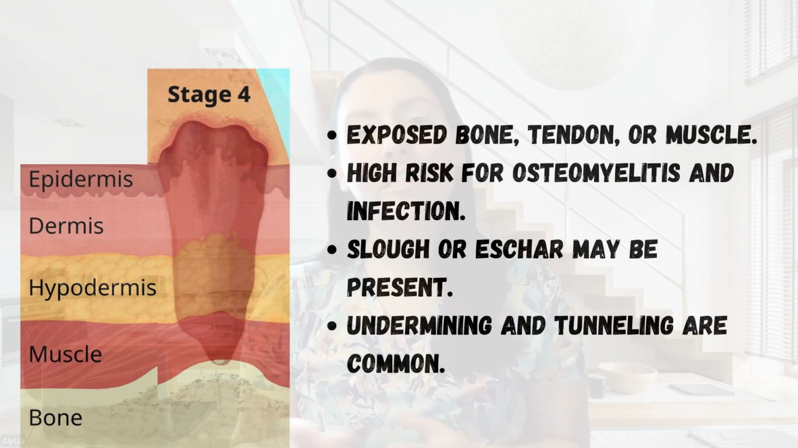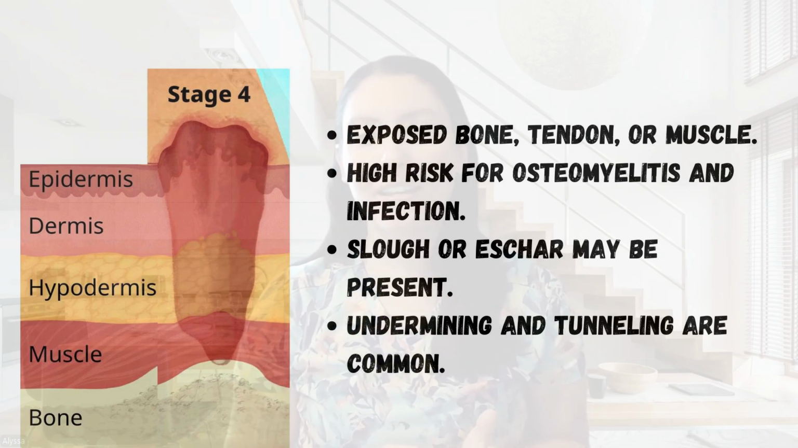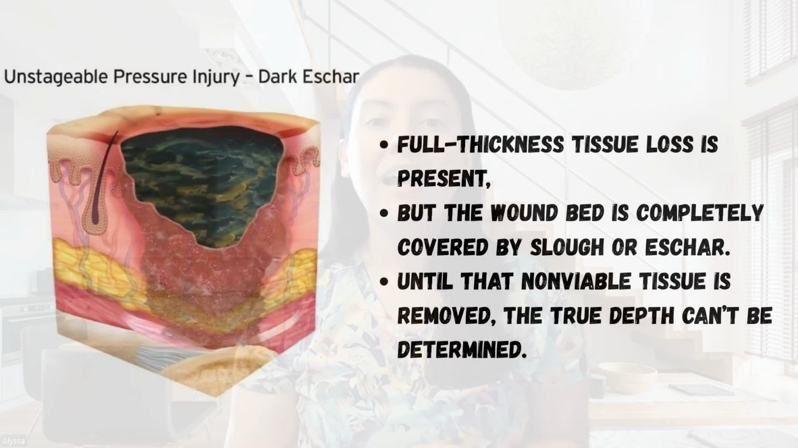Stage 4, full thickness tissue loss with exposed bone, tendon, or muscle. Slough or eschar may be present. These wounds carry a very high risk of infection.